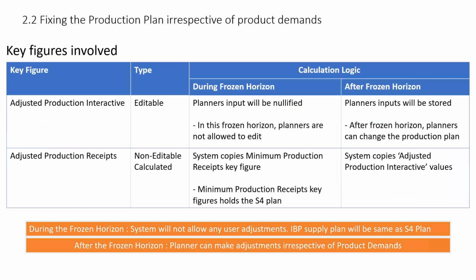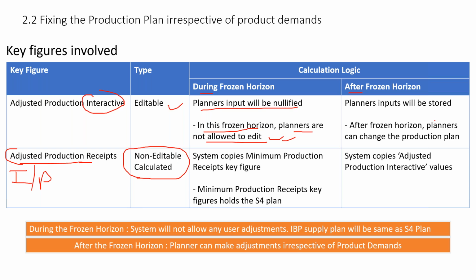So this is the calculation logic I mentioned. Remember there are two adjusted key figures here. One is interactive, which is editable. You see adjusted production receipt. This is the actual input to the optimizer, and it will respect the adjusted values here. This is non-editable because there's a calculation in here. What is the calculation logic? Two logics: one during the frozen horizon, one after the frozen horizon. During the frozen horizon, planner input would be nullified. In this frozen horizon, planners are not allowed to edit. But after the frozen horizon, planner inputs will be stored, so planners can change the production plan.